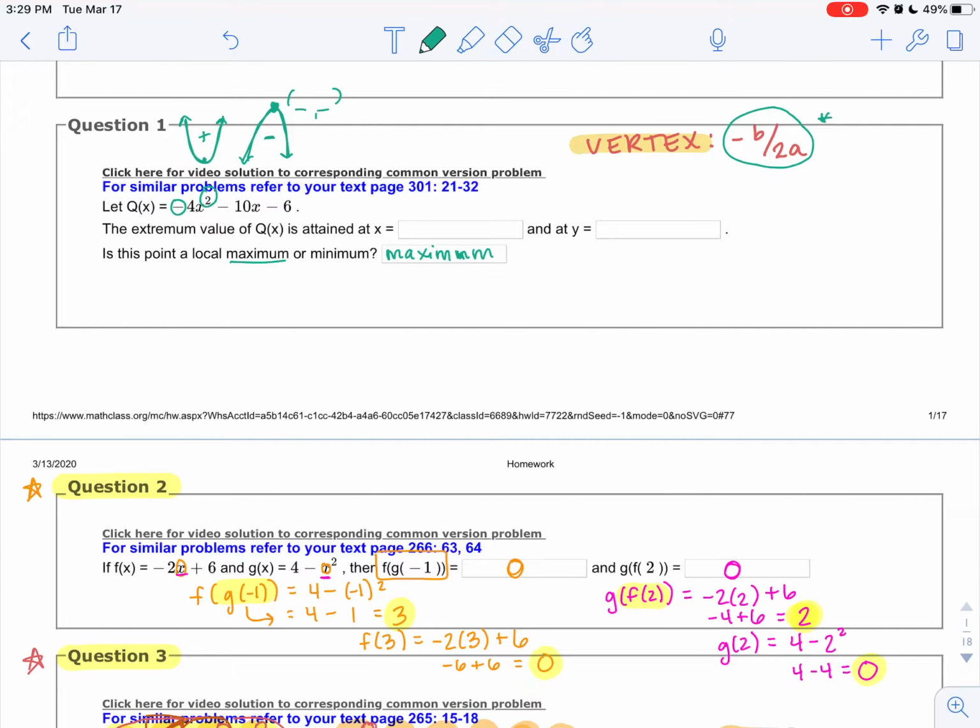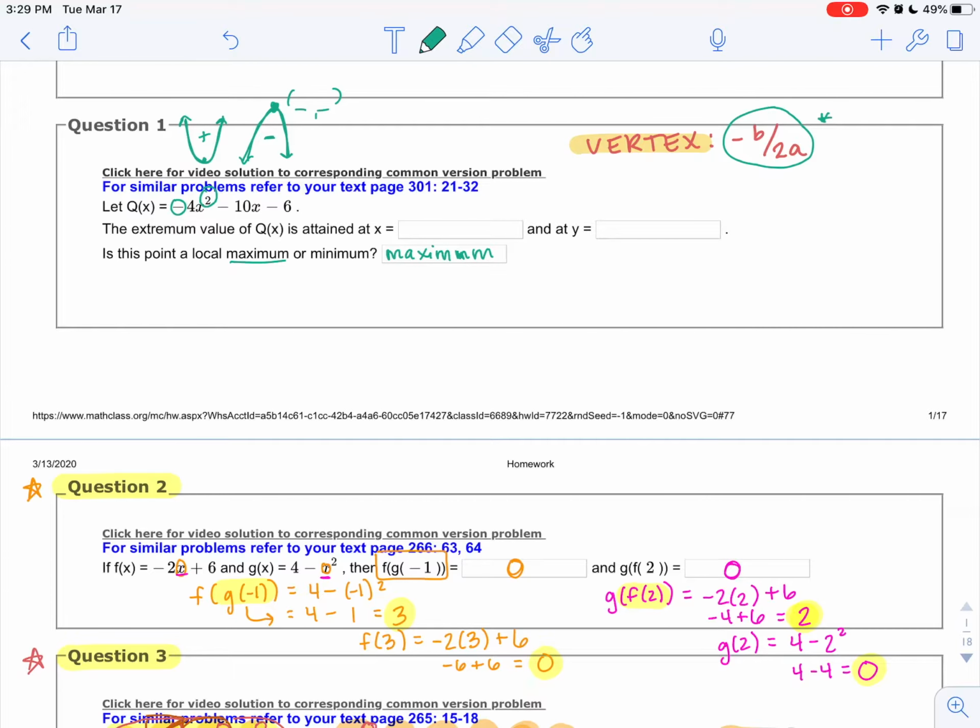So we know A, B, and C: the leading term is the A term, this is the B, and this is the C. So if I'm looking for negative b over 2a, I'm going to take negative 10 over 2 times a, which is negative 4. And then I just simplify this. So negative 10 gives me a positive 10, and then I have a negative 8 on bottom. So I get negative 10 over 8, which simplifies to negative 5 over 4. So this just gives me my x value of my vertex.